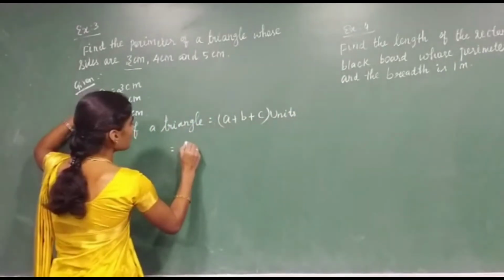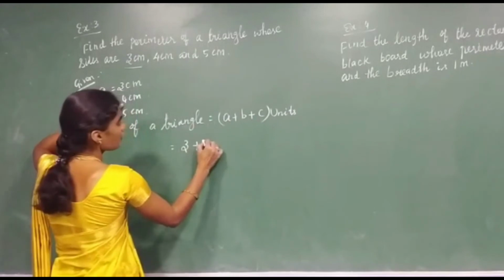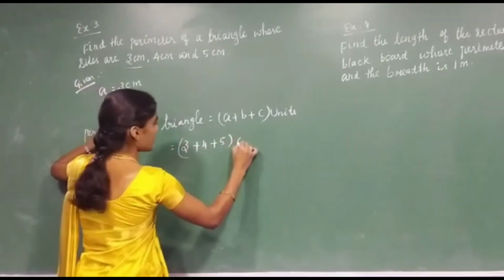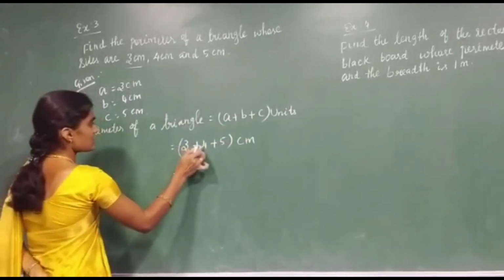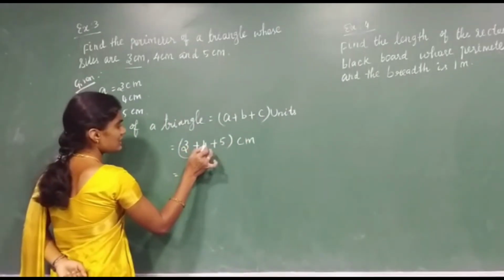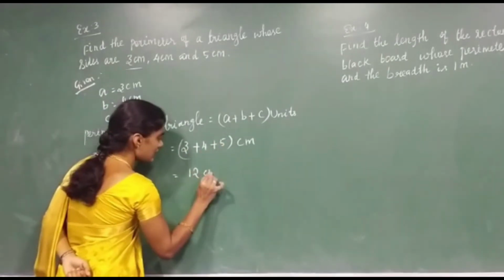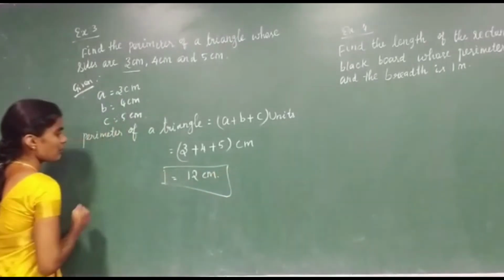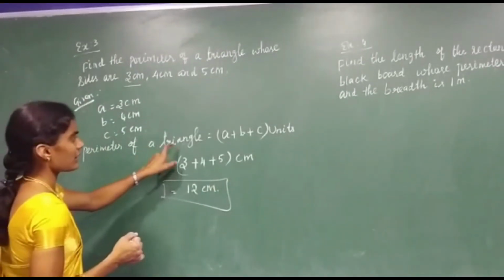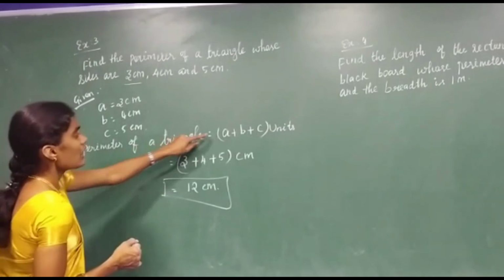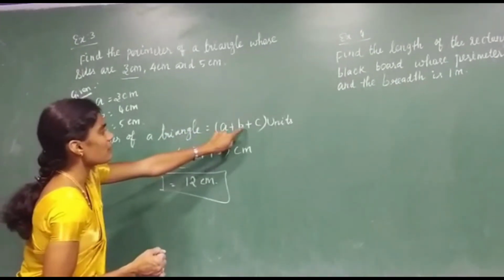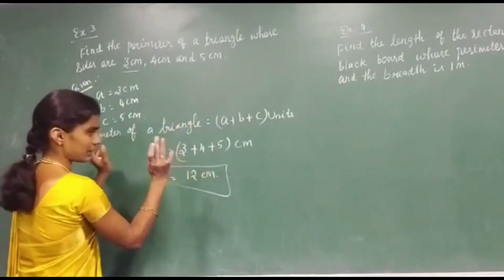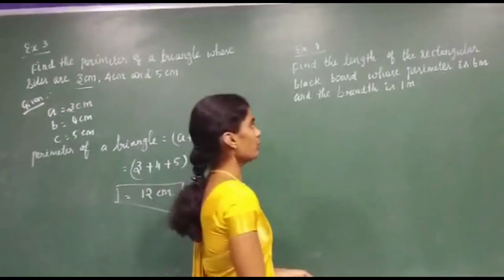What is the A value? 3 plus, what is the B value? 4 plus, what is the C value? 5. Unit is centimeter. See, 3 plus 4 is 7, 7 plus 5 is 12. 12 centimeter. The perimeter of the triangle is how much? 12 centimeter. Can you understand the problem or not? The formula is A plus B plus C units. We are just substituting the values and adding. Now see the next problem.